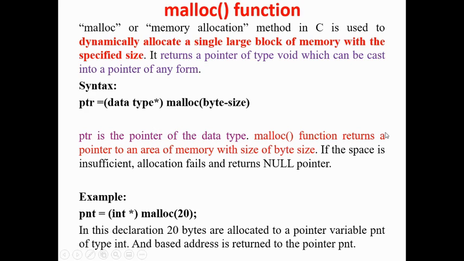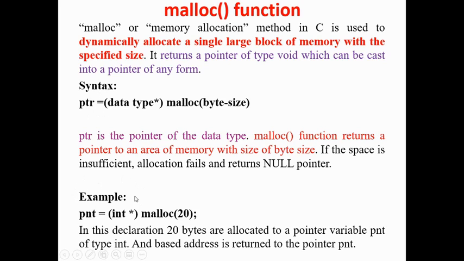The malloc function returns a pointer to an area of memory with the size of the byte size which is given within the open and close parenthesis of the malloc function. If the space is insufficient, allocation fails and returns a null pointer. If the bytes requested by the programmer are not available in the free memory, then the malloc function will return the value null, which gets stored in this pointer variable.